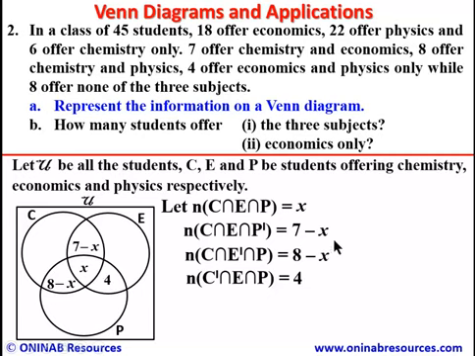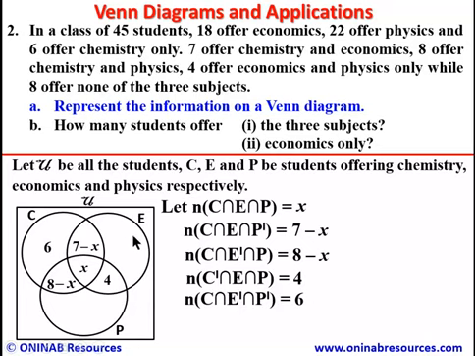This is the region. Now we go further to get the number of students offering 1 subject. That's chemistry only, economics only, and physics only. Now to do that, that's going to be n of C intersection E prime and P prime. That's the number of students offering chemistry only, and 6 offer chemistry only. So we have it as 6. It is the region here.